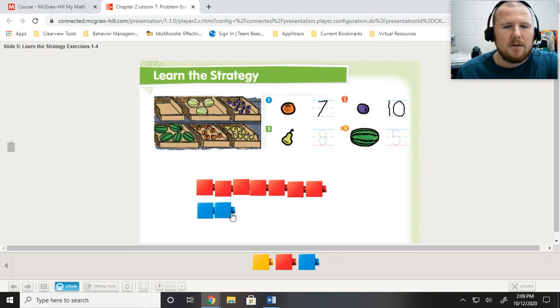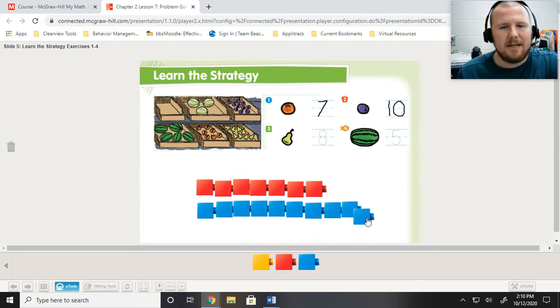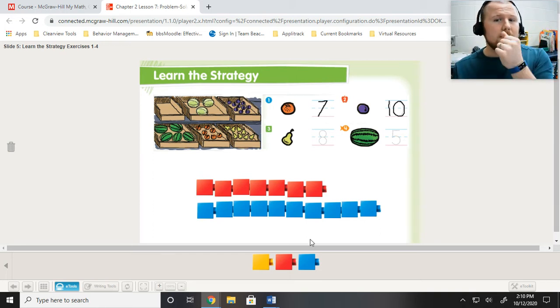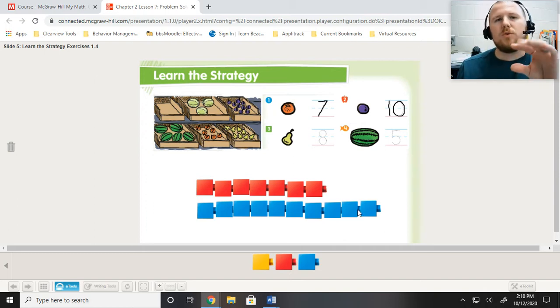So 1, 2, 3, 4, 5, 6, 7, 8, 9. Oh my goodness, 10. And then you can use these to compare groups. So for the group that has 7, it looks a lot smaller than the one that has 10, because 7 is less than 10. Or you could say that 10 is greater than 7. It's bigger, it has more. So that's what you can do to compare.